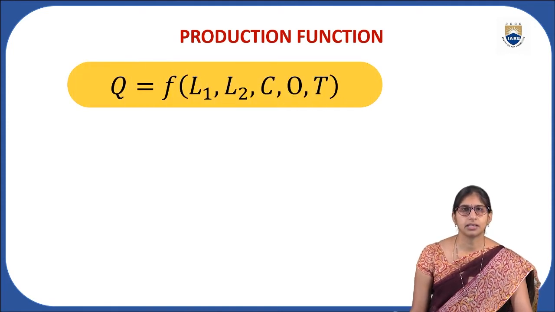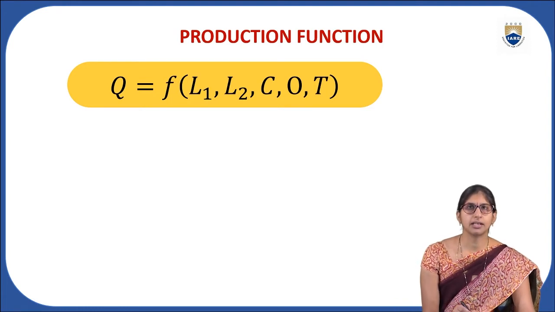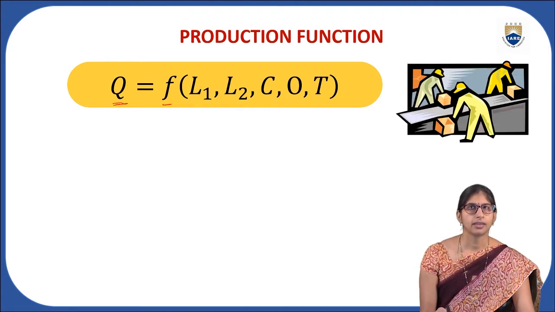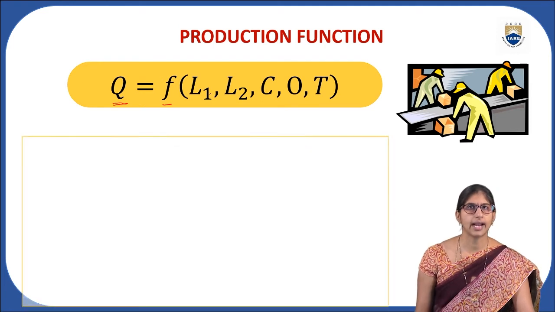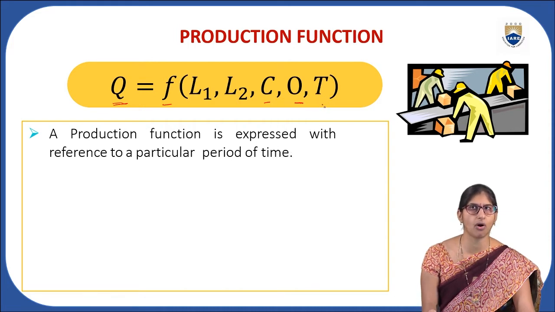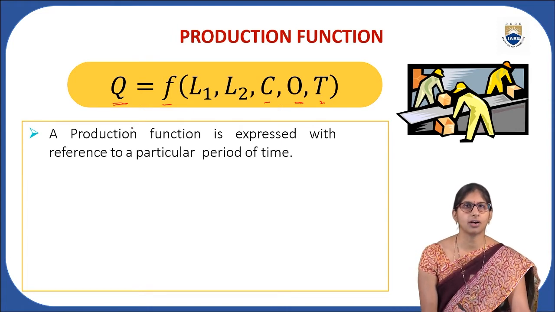In a mathematical expression, the production function is Q = f(L1, L2, C, O, T). Q is the output which we require, f is the function which speaks about the relationship, L1 is land, L2 is labor, C is capital, O is organization, and I have included technology T also because technology plays a very important role nowadays. So this is the function of production.